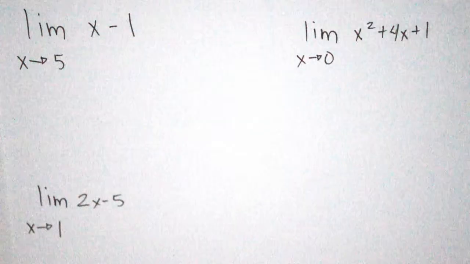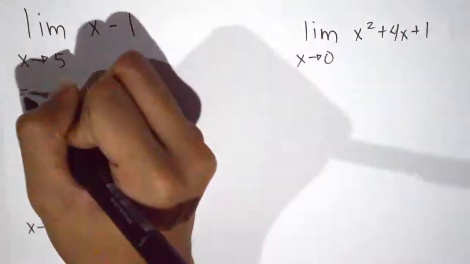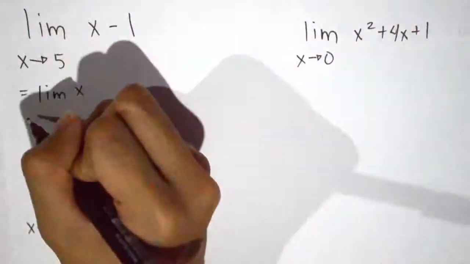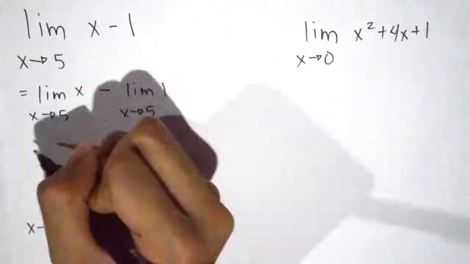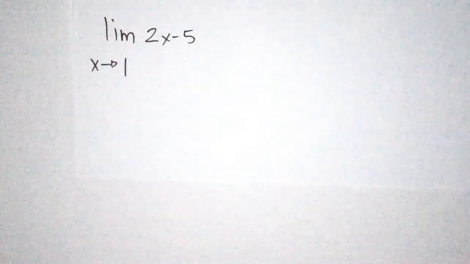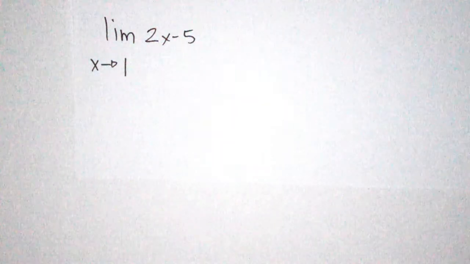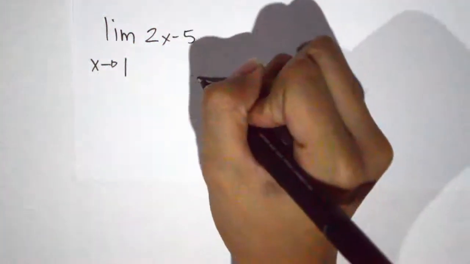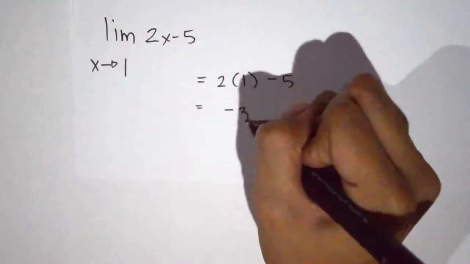Another example. The limit of x minus 1 as x approaching 5 will become the limit of x as x approaching 5 minus the limit of 1 as x approaching 5. 5 minus 1 is 4. For an easier way, just substitute the value of x to the given function. The limit of 2x minus 5 as x approaching 1 will be 2 times 1 minus 5. 2 minus 5 is negative 3.